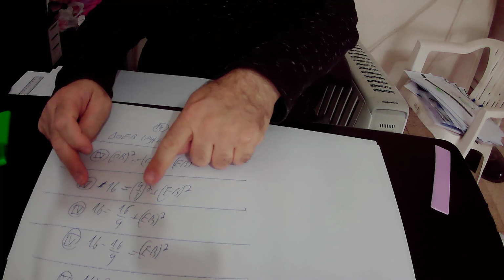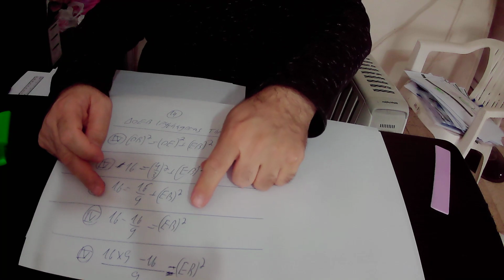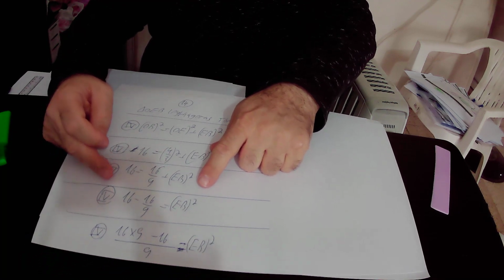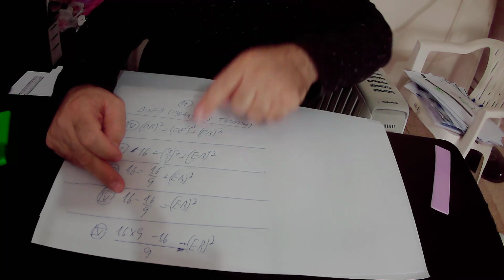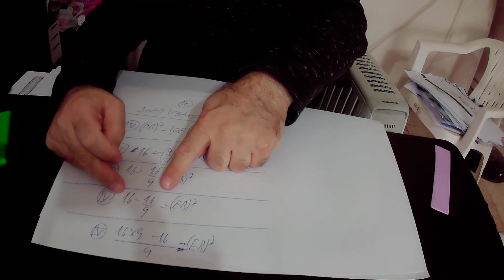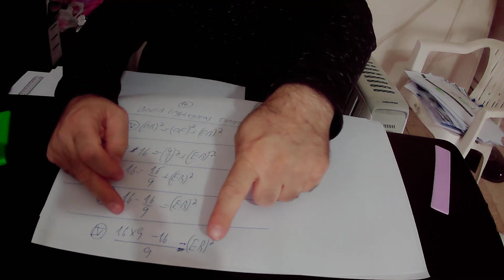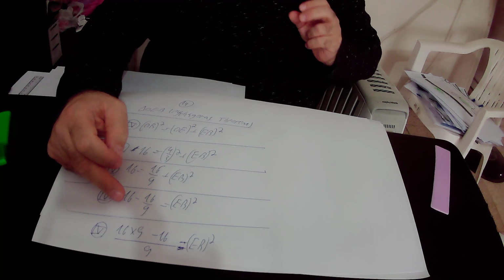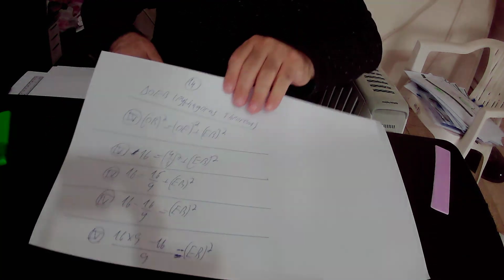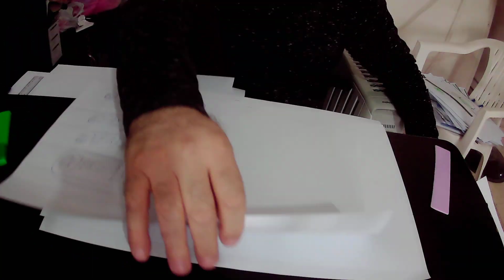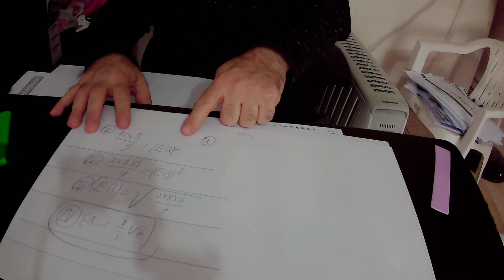We subtracted 16 over 9 from this equation, and we got that 16 minus 16 over 9 equals EB squared. Here we multiplied 16 by 9 and then divided it by 9 in order to overcome a fraction with minus 16 over 9. And in total we got that (16 times 9 minus 16) over 9 equals EB squared. 16 times 9 minus 16 is 16 times 8. So in total we got that 16 times 8 over 9 equals EB squared.